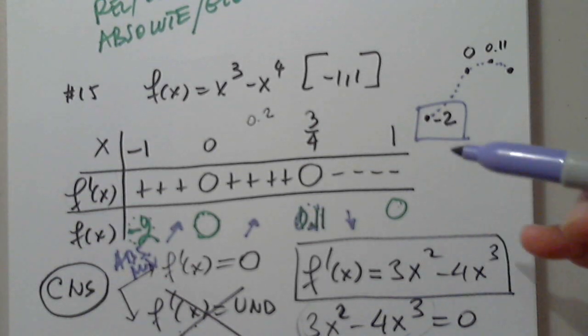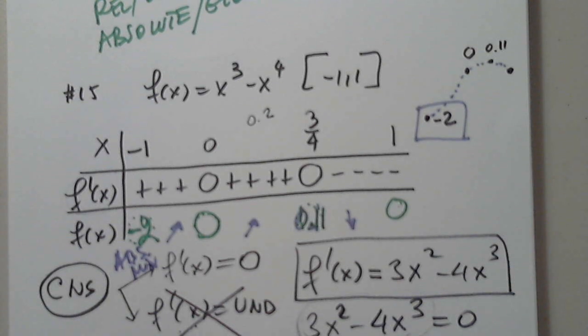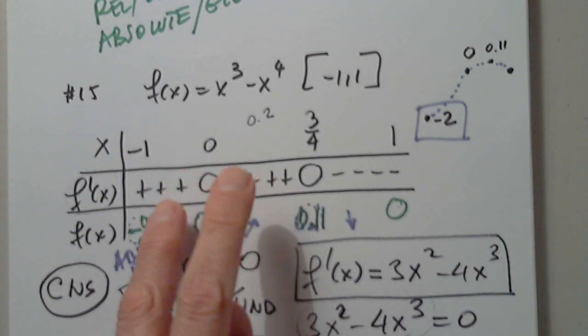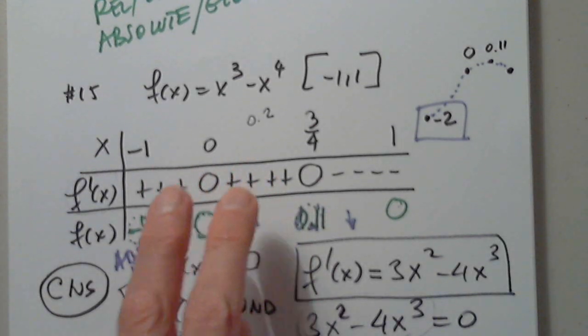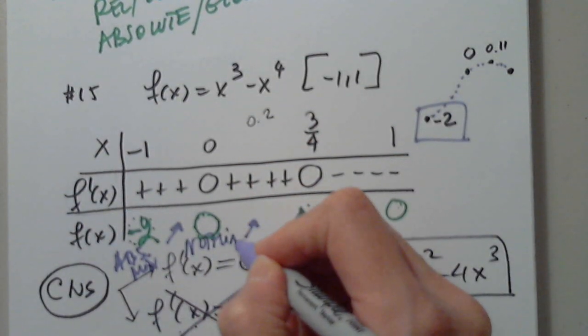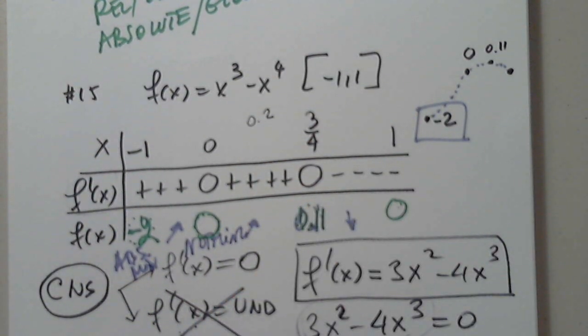No, because it's at the endpoint of the interval. Awesome. What about 0, 0? This point. Remember, the derivative does not change sign. It's nothing. Nothing. Nothing. Perfect. What about this one?